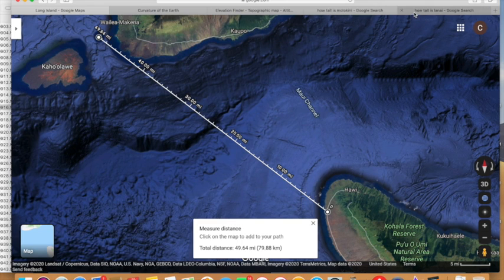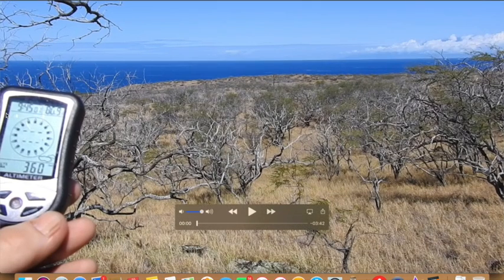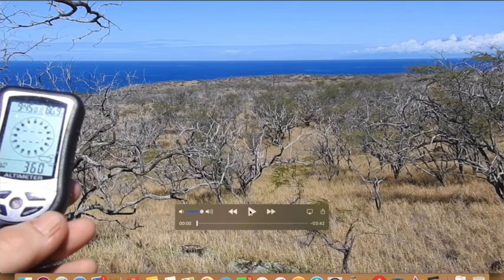Lanai is what? 3,366 feet. Looks like there's a Freemason somewhere that decided that. So that's the height of Lanai, the island of Lanai. And the island of Kaho'olawe is less than half of that. It's below 1,500 feet. And they almost look like they're at the same height from this point.